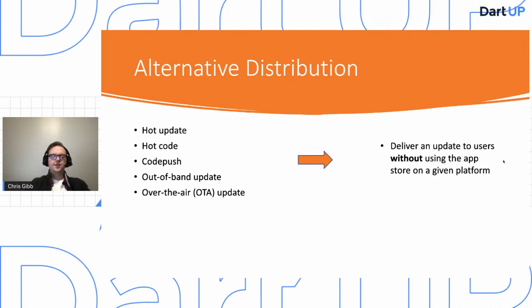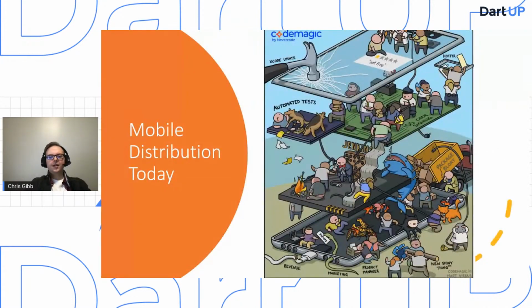What does distributing a mobile app today look like? Well, I think it looks a little something like this. So I'm not affiliated in any way with Code Magic, but I asked them if I could use this image, and they said yes. And I think it perfectly captures what it feels like to build and to ship a mobile application today, right?